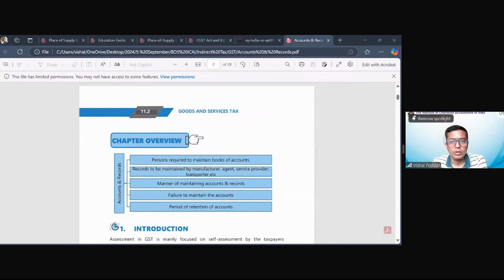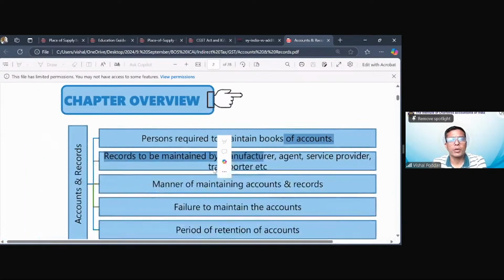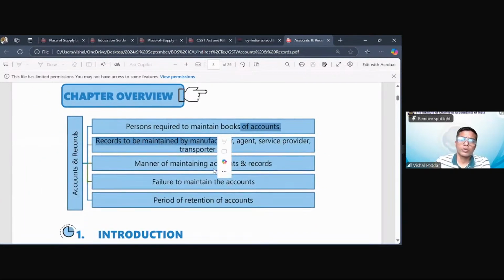Fine, Kameshwari, let me just start with the topic and then I'll take up your question. So here we are basically dealing with books of accounts, as we say in our commercial parlance, in our day-to-day language. Now, what does this chapter cover?